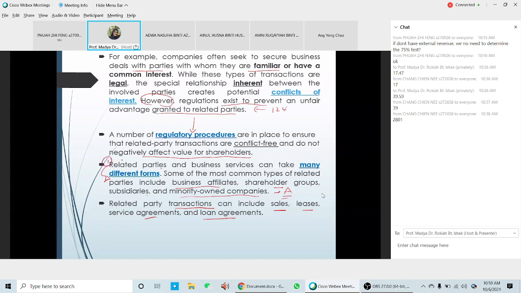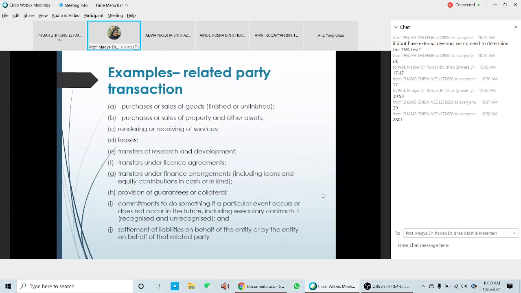A related party refers to a person or entity. Related party transactions here are transactions between the related party and the reporting entity. Examples of related party transactions are normal ones: purchase or sale of goods and property, services, lease, R&D, license, finance agreement, guarantee, commitment, settlements of liability. So this is a normal transaction, like other transactions with an outside party.